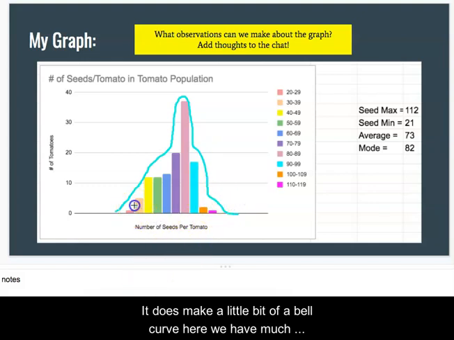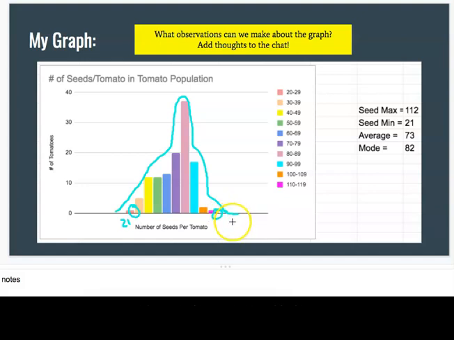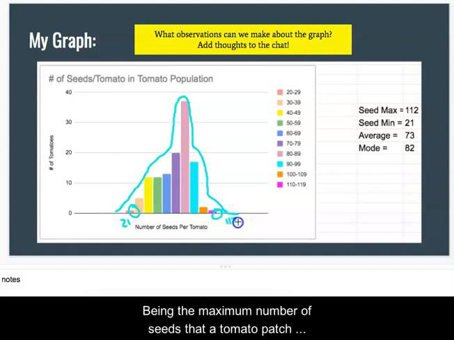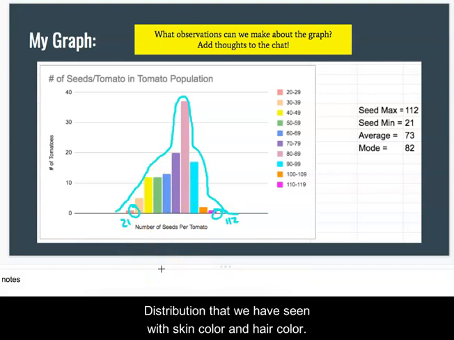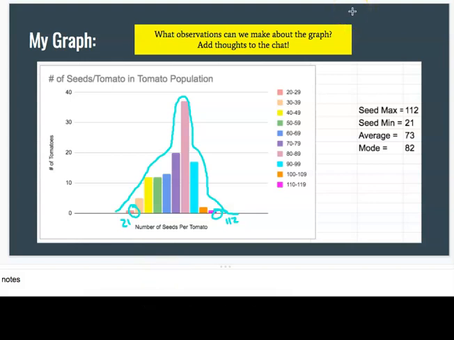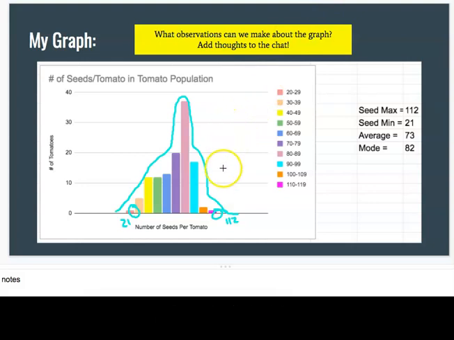We have much less on the extremes, with the low end having 21, and we have much less on the opposite extreme, with, in this case, 112 being the maximum number of seeds that a tomato had. And then there's the majority there in the middle. So that's similar to the other distributions that we have seen with skin color and hair color, and other things that we haven't really been able to see distributions for, like heart disease and others.